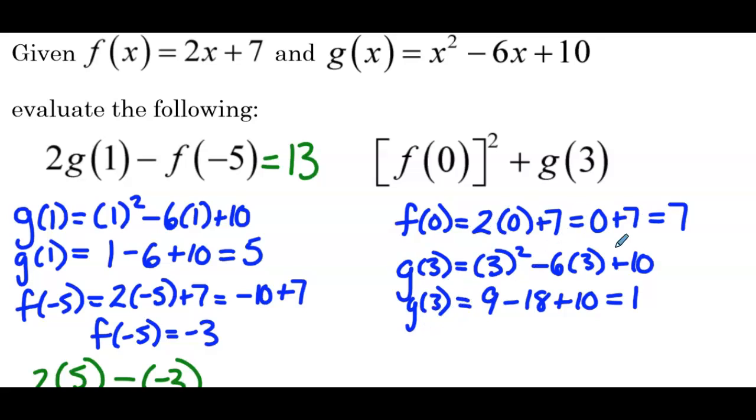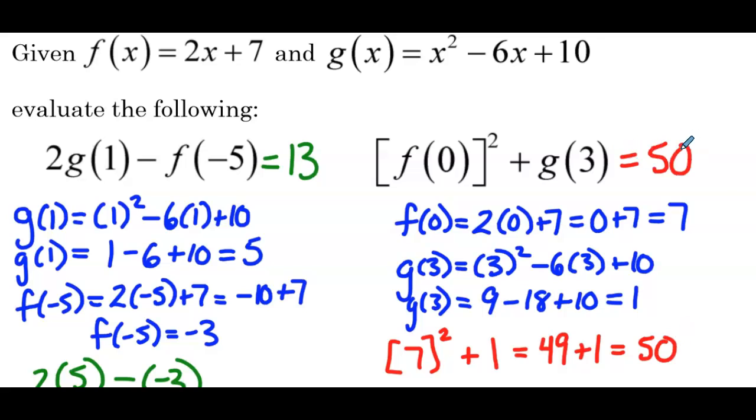So now we know the outputs for f of 0 and g of 3, so we can substitute them into our expression. So f of 0 is 7. We're going to square that. Plus g of 3, which is 1. So we get 49 plus 1, which is equal to 50. So this expression is equivalent to 50.